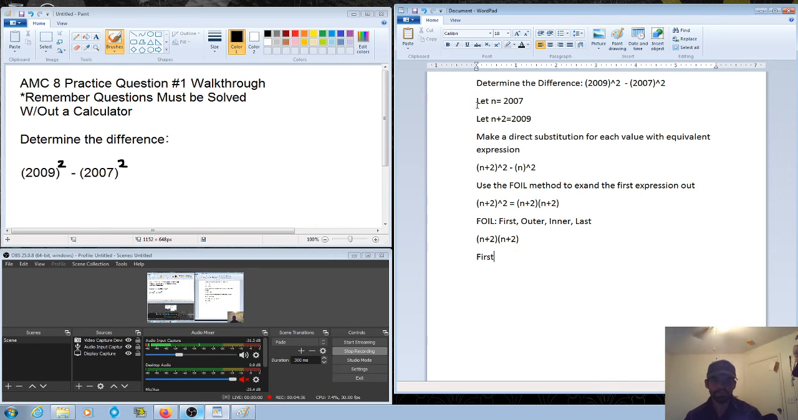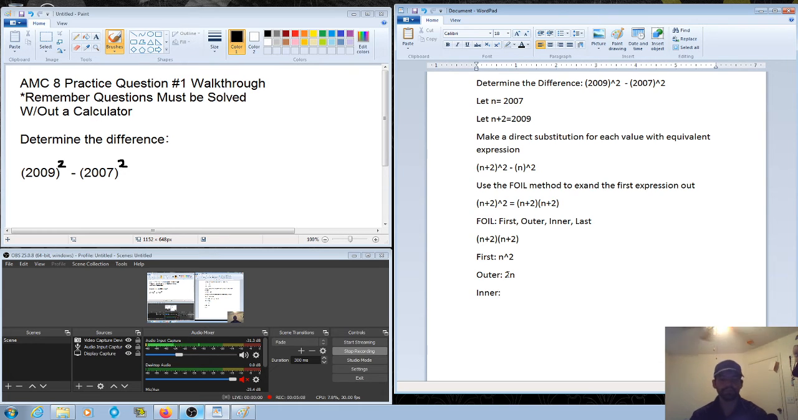First is your first terms. These are the first terms, so this is going to be n, and then n in the second term as well. So this is going to be n times n, or n squared. Outer is going to be the most outer terms in each expression, most to the outside, so to speak. So n is going to be the first one on the left here, and then 2 is going to be the one on the right here. So 2 times n is 2n.